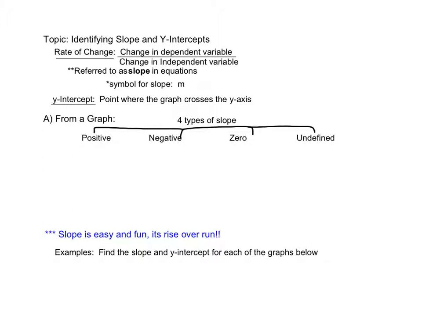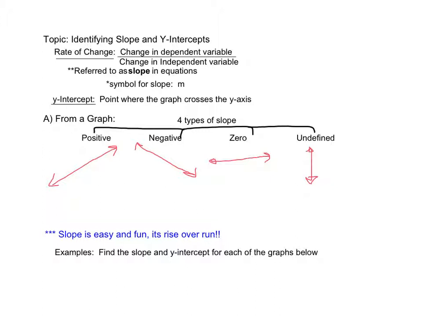We can have a positive slope, which when reading from left to right points up. We can have a negative slope, which reading from left to right points down. We can have a slope of 0, which is just a flat line, there's no incline. Or we can have an undefined slope, which is straight up and down, or a vertical line.